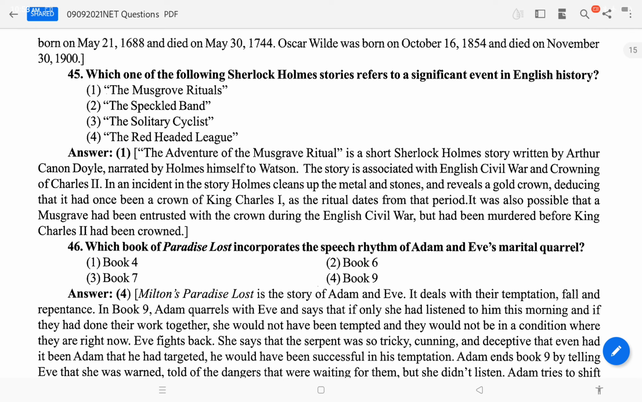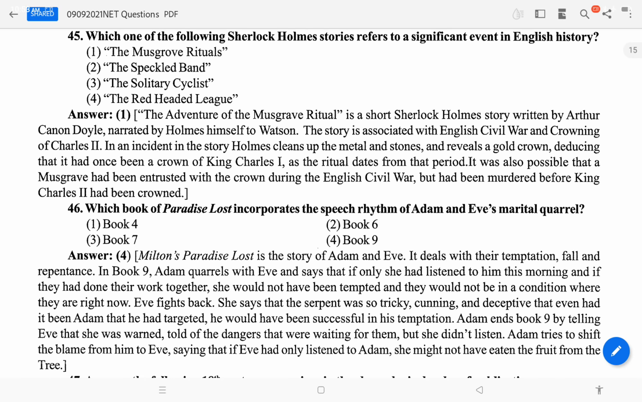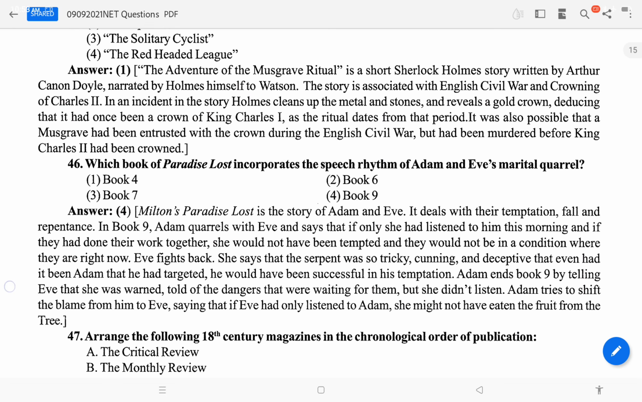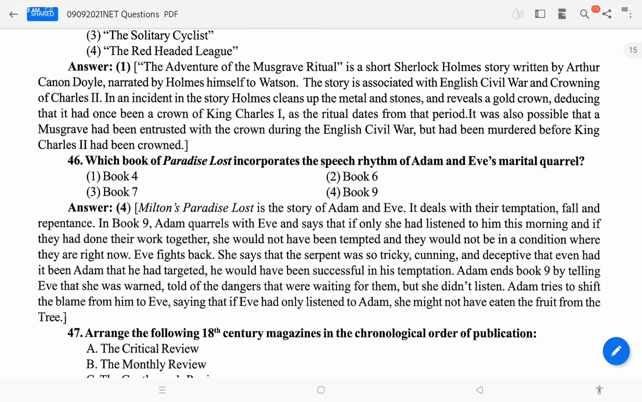Let's see the next question, 45. Which among the following Sherlock Holmes stories refers to the significant events in English history? And the answer will be the Musgrave Ritual. You can see the movie on YouTube. The Adventure of the Musgrave Ritual is a short Sherlock Holmes story written by Arthur Conan Doyle, narrated by Holmes himself to Watson. The story is associated with the key English Civil War and the crowning of Charles II.